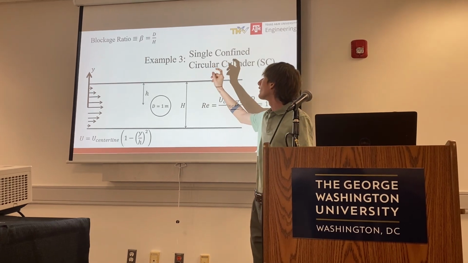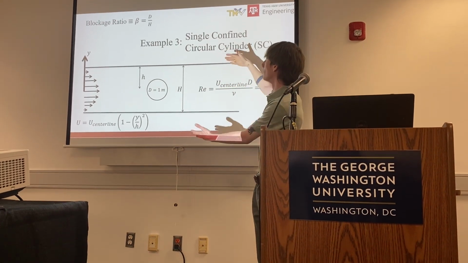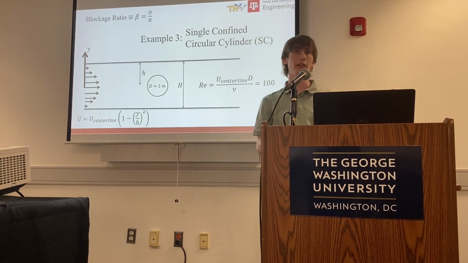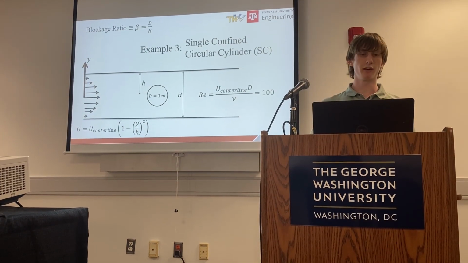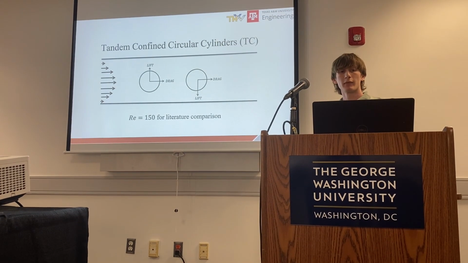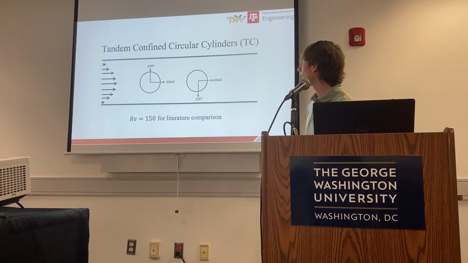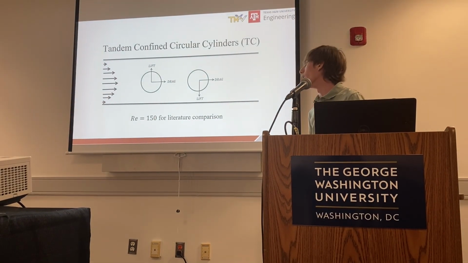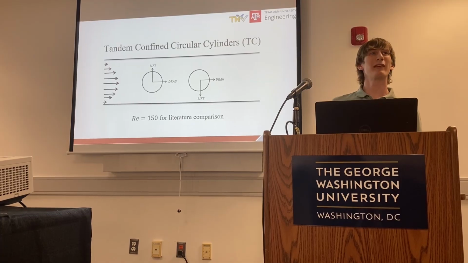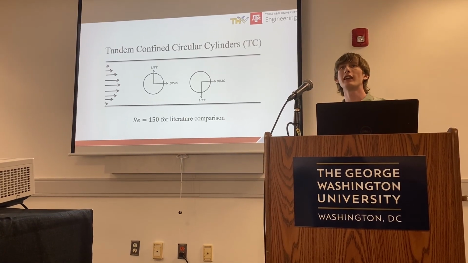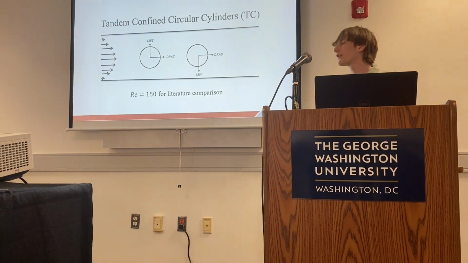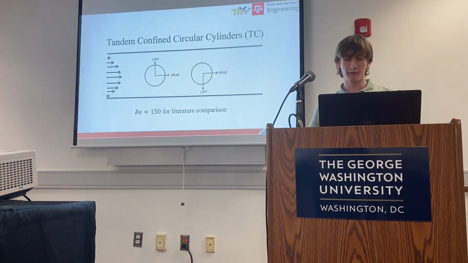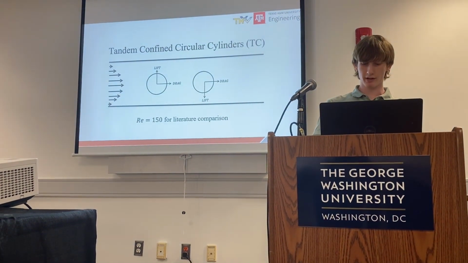Another important thing for the study is the blockage ratio. So how much of the channel is the cylinder taking up? Is it blocking the channel or not? That's the blockage ratio. So tandem confined cylinders, this is what we're looking at today. Reynolds number is 150. Because there was one experimental study that looked at this, they didn't collect any data experimentally for the force coefficients, but they still had some flow field comparisons.